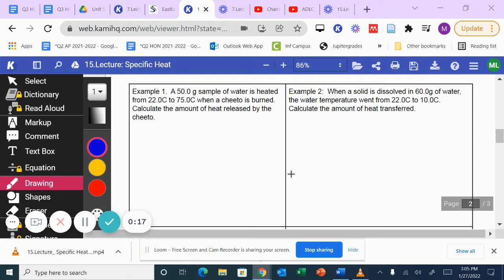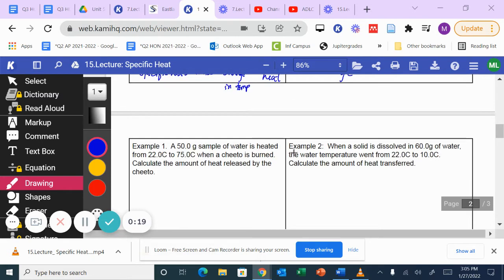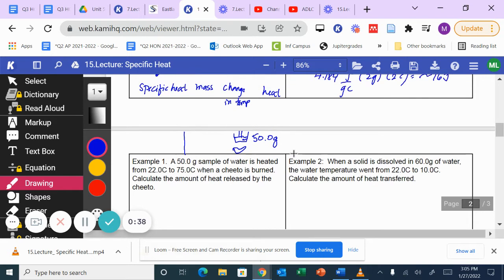In this example, you have a Cheeto that's burning, and just like in your lab, you have a 50-gram sample of water. So in your little cup is 50 grams of water, and you're burning the Cheeto here. You put a thermometer in there. The thermometer went from 22 degrees Celsius. It says a 50-gram sample of water is heated from 22 degrees Celsius to 75 degrees Celsius when the Cheeto is burned. Calculate the amount of heat released in the Cheeto.